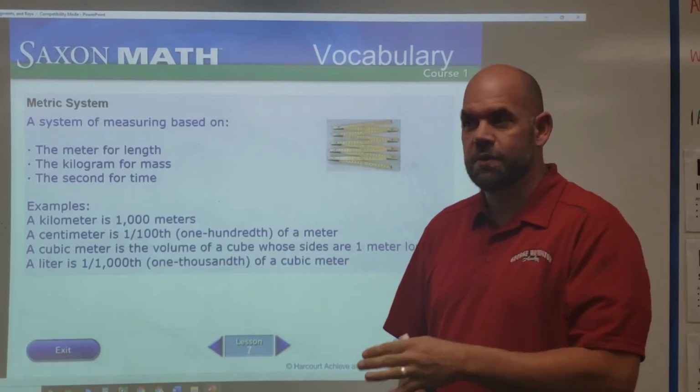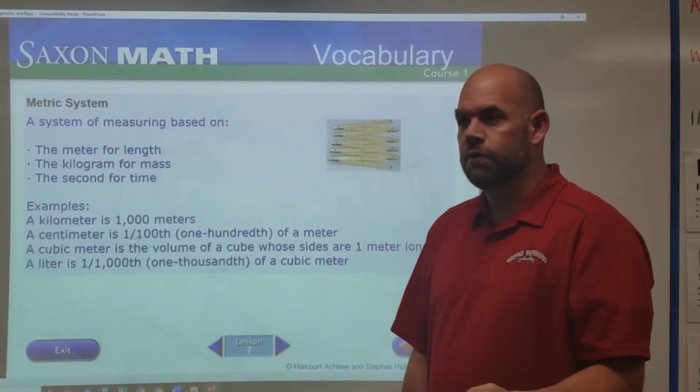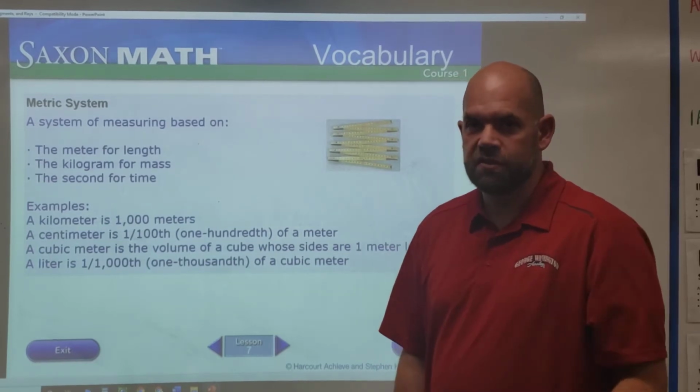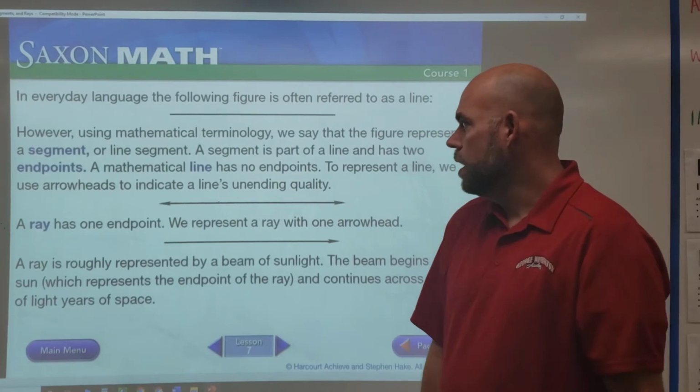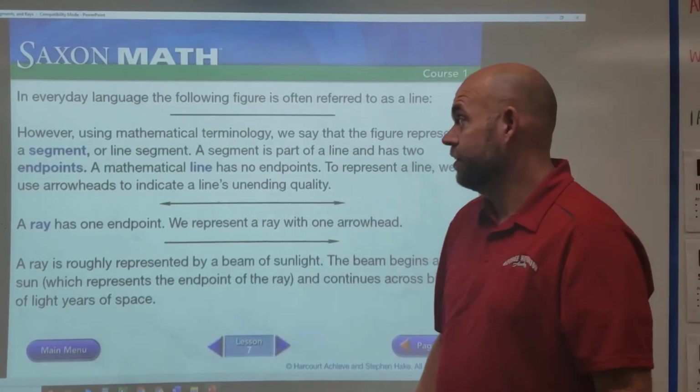And so some of the different measurements and going from the metric system to the US customary system, we're going to practice those because there are some that are just really good to know. Now this is just a review of what we just covered.